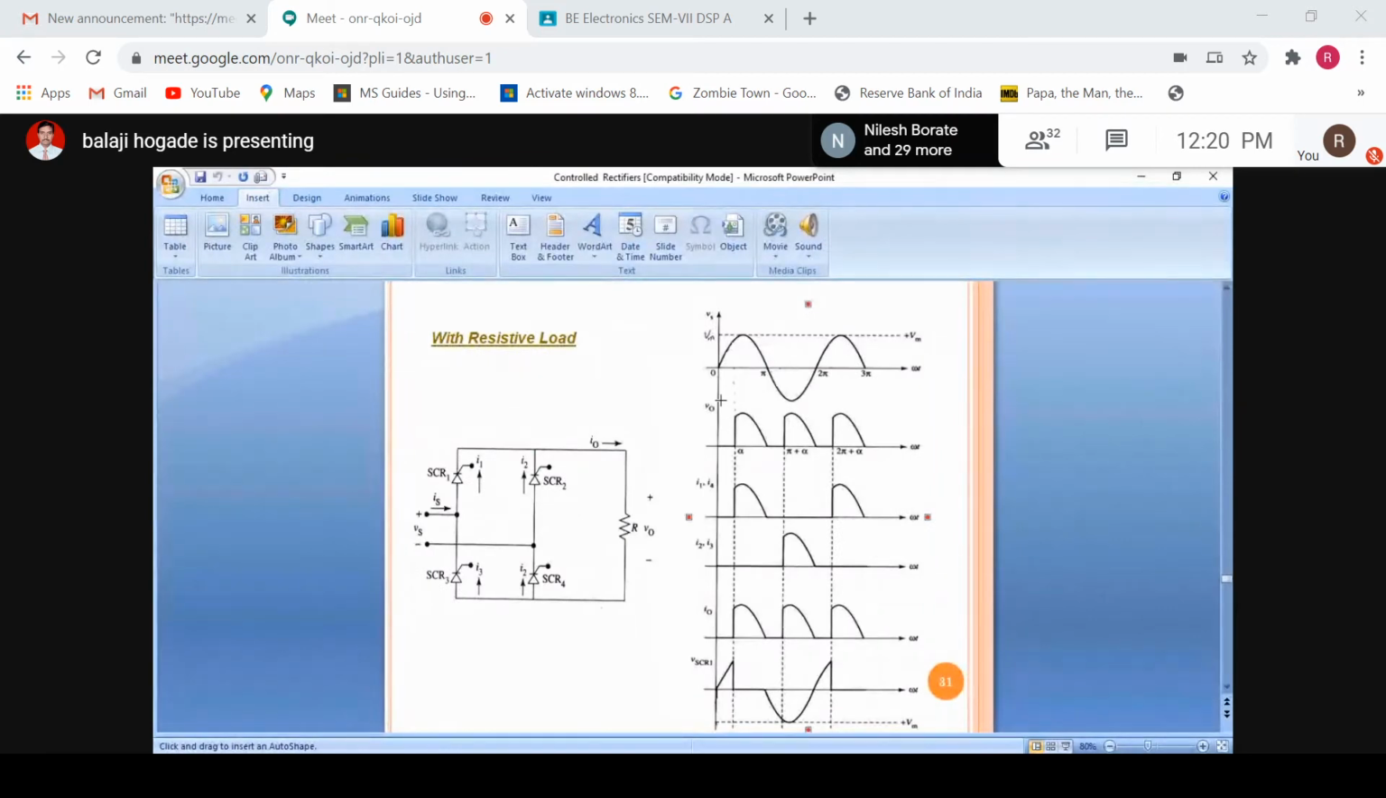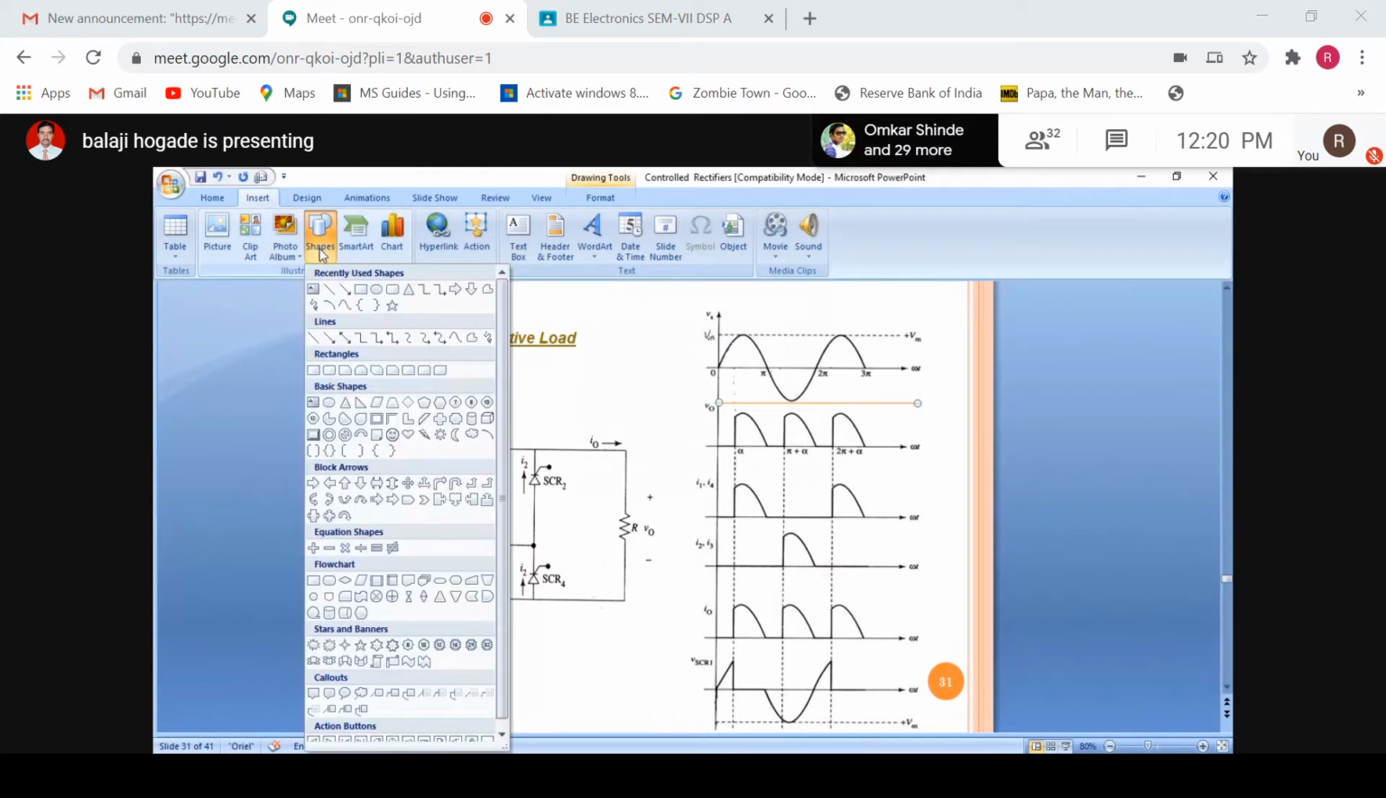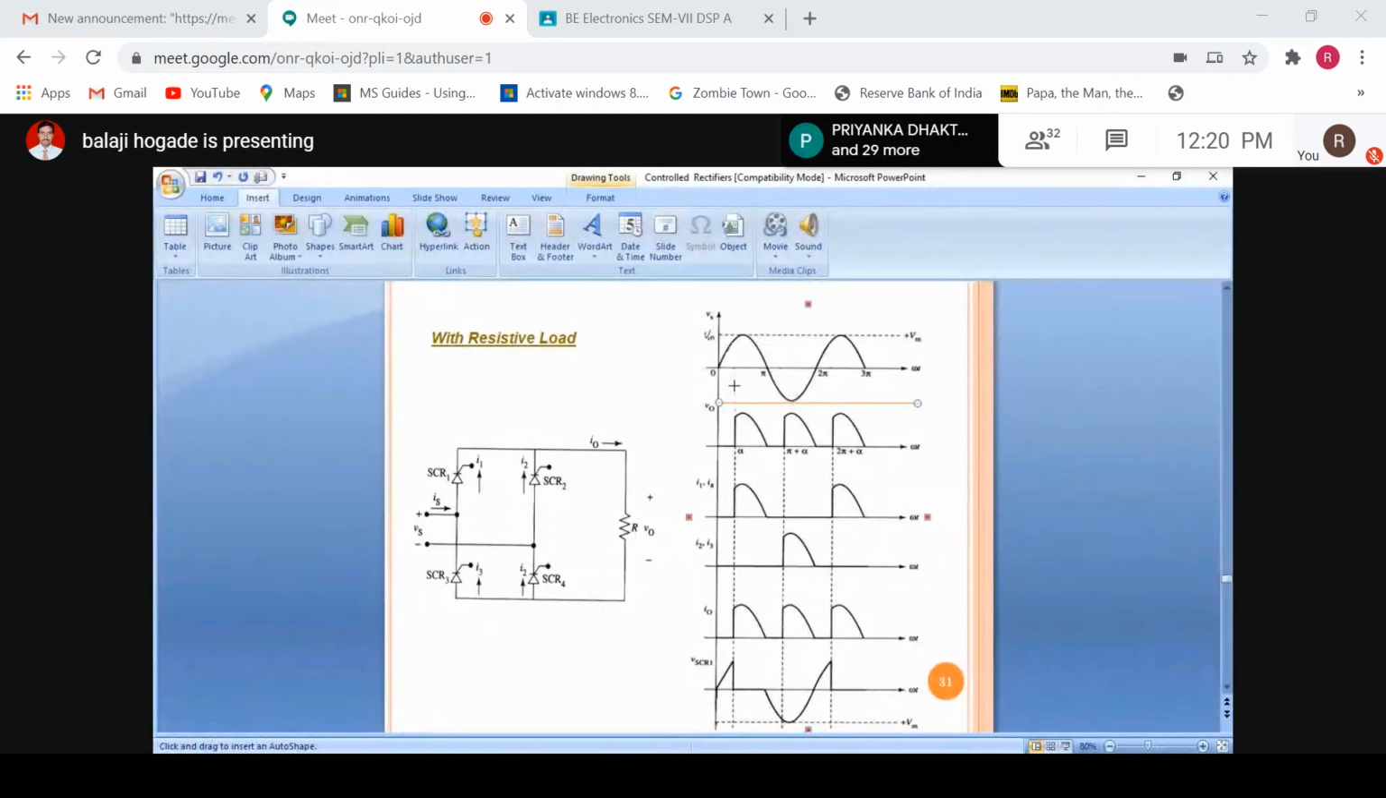Here you can show the gate pulse applied to a pair of SCRs. This type of waveform you need to show. It is called IG1 and IG4. Similarly, below this you can draw the waveform for IG2 and IG3. So this is IG1 and IG4. Below this, at this point, you can draw IG2 and IG3.